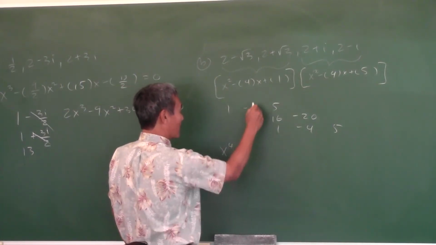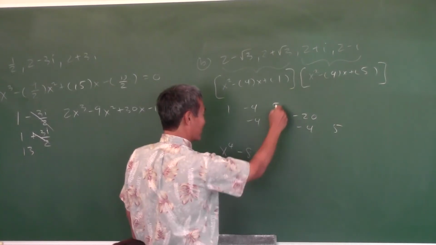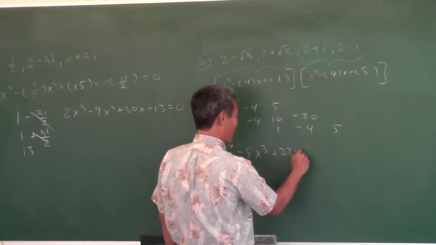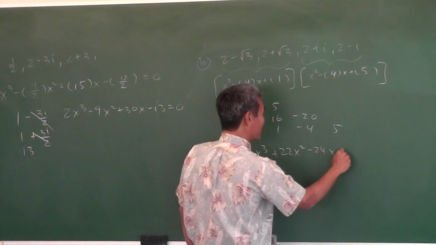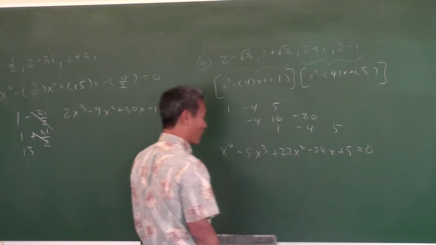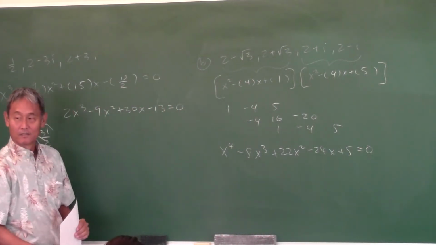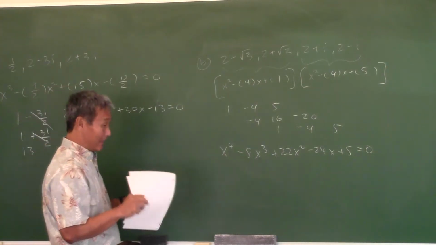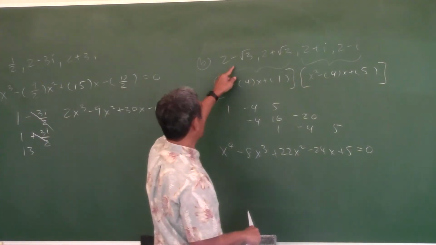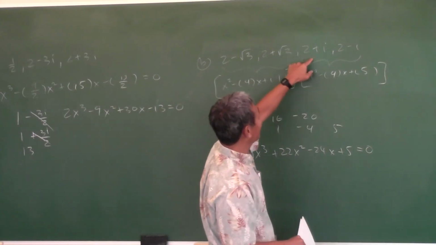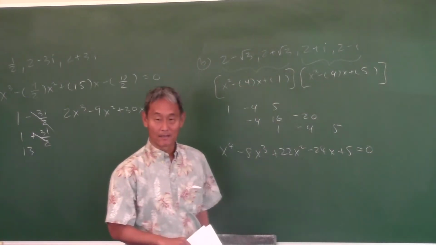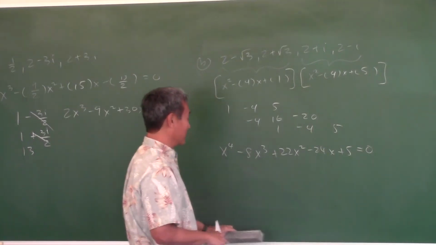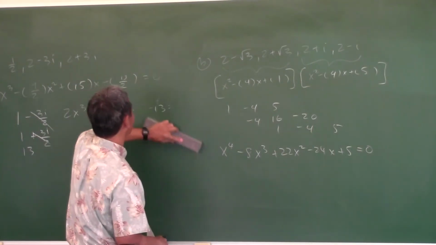1x to the 4th minus 8x to the 3rd. What is that? Plus 22x squared minus 24x plus 5 equals 0. I don't care what you do, you got to get that. Like I said, if you don't know anything tomorrow, just go x minus this, x minus that, x minus that, x minus that, and start multiplying out like a mad dog. You will get this answer, except I don't know how long you're going to take.